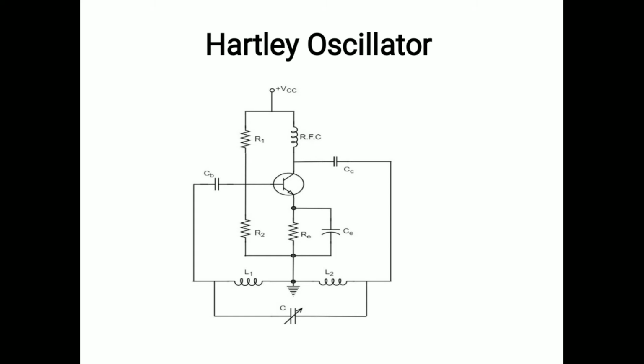The next LC oscillator is the Hartley oscillator. In the Hartley oscillator, this is the construction. We are using R1, R2 and RE for providing DC bias to the circuit, and we are using two coils L1 and L2, and in parallel with them a capacitor C. So L1, L2 and C are added basically for the Hartley oscillator. Here we are also using a radio frequency coil, RFC. This is the circuit diagram of the Hartley oscillator.